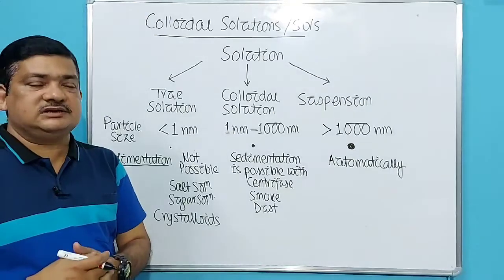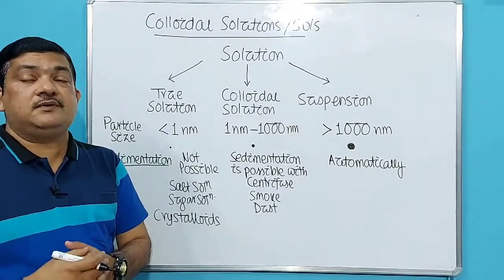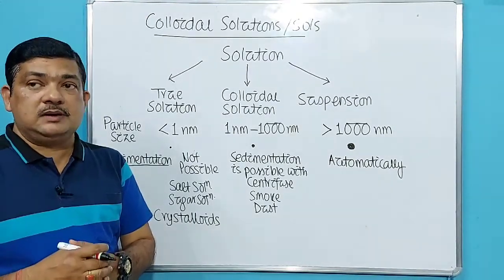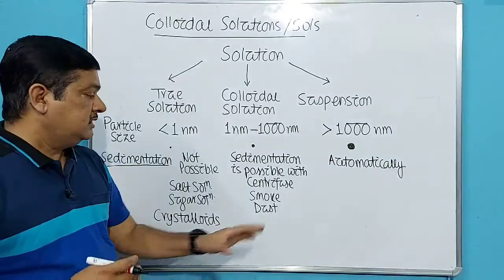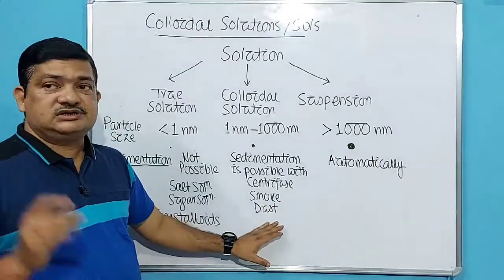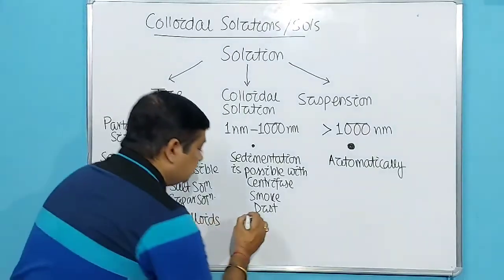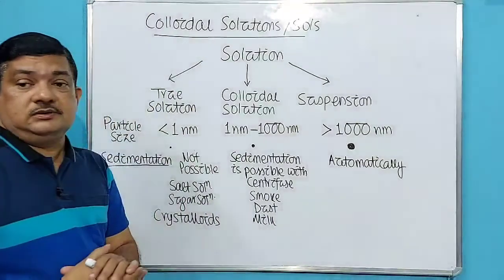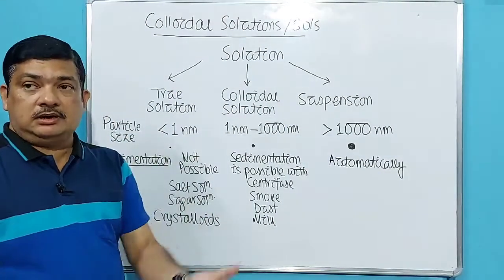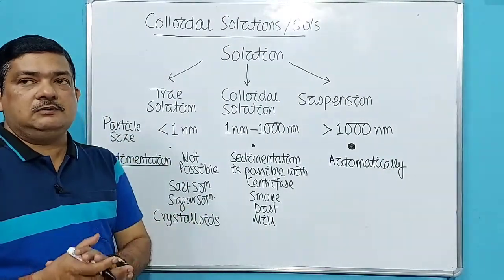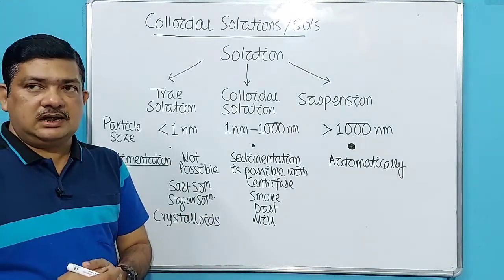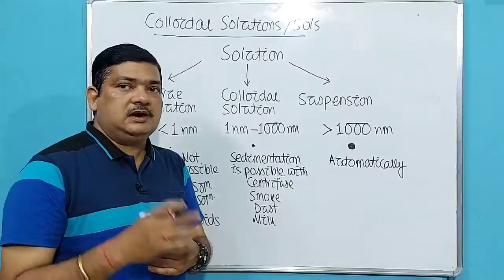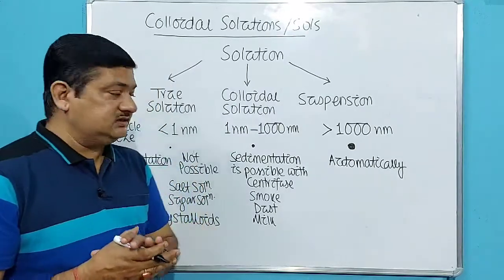Later on we will be discussing the specifics of colloidal solution. They undergo Brownian motion or Brownian movement. Examples are smoke, dust, milk, hair cream, butter, cheese. Everything you consume falls under colloidal solution. So you must be knowing the importance of colloids and why we are discussing this.